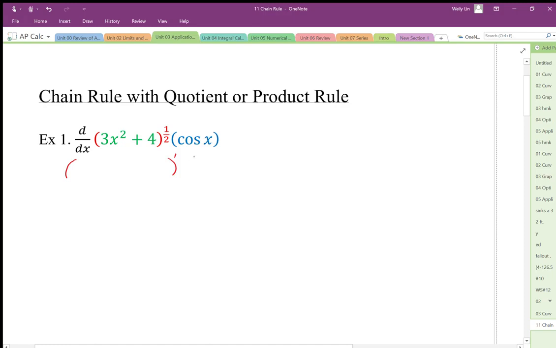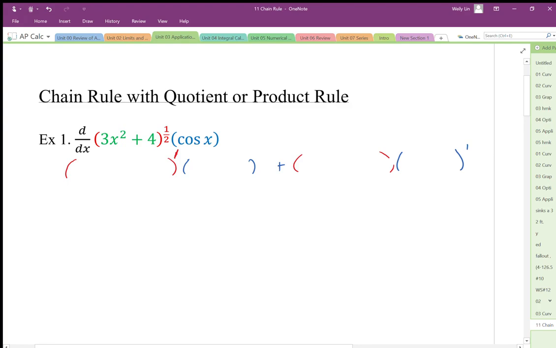Okay, and then I'm also going to apply product rule at the same time. So here's my product rule. So I'm going to write it like this. Okay, so you can see what I've done: if you notice on the outside here, this is basically the product rule formula. The derivative of the first term times the second plus the first term times the derivative of the second.